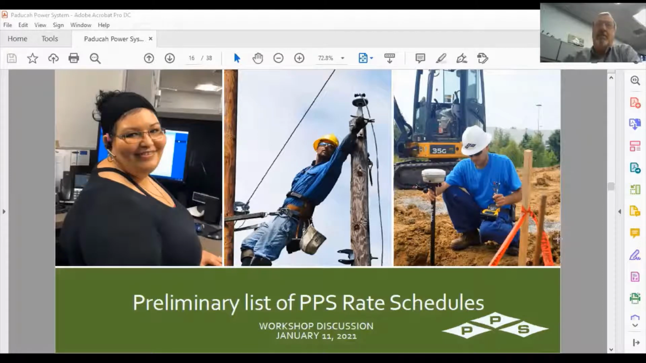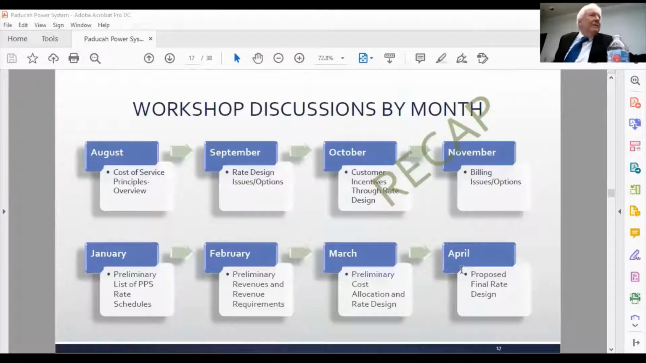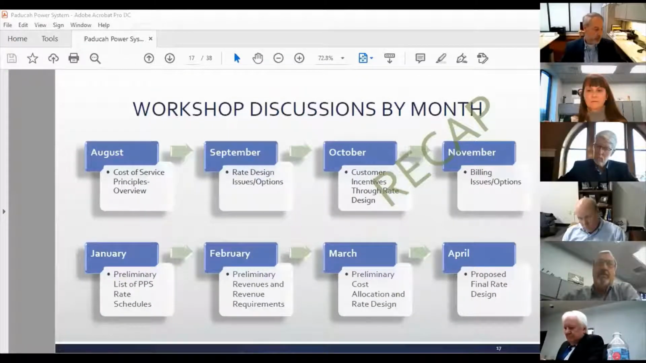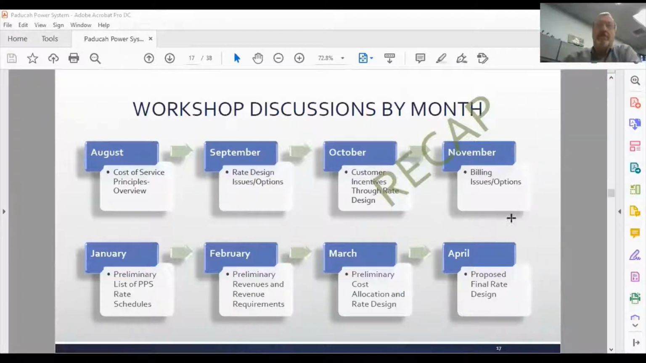the preliminary list of PPS rate schedules that will be coming out of the rate study. Yes, Mayor Pete. Just to recap where we are in the schedule, we're in January and this is the rate schedules. Seen that before.